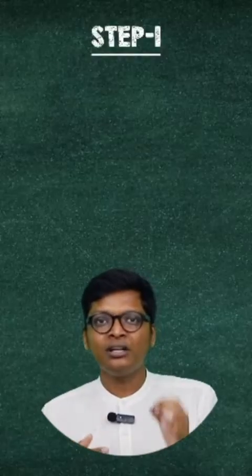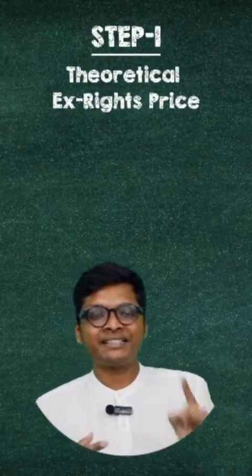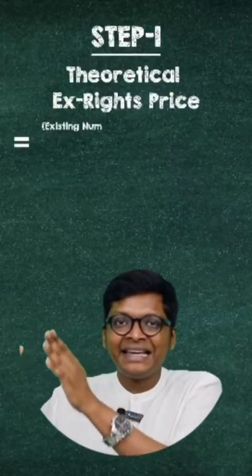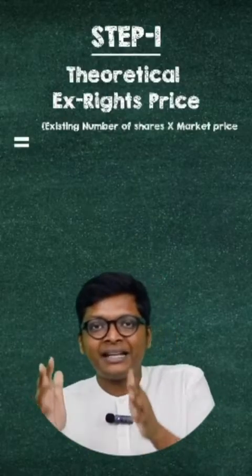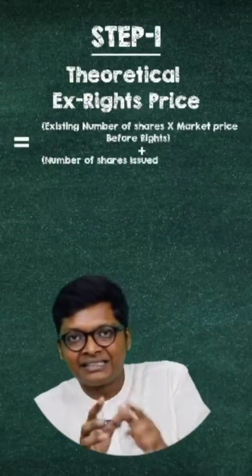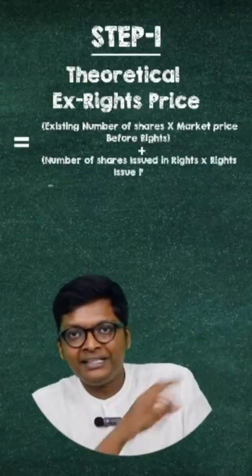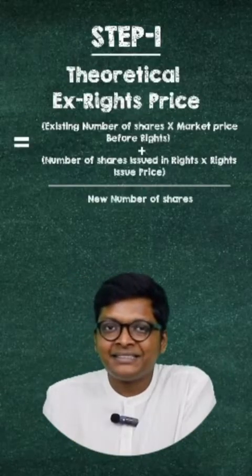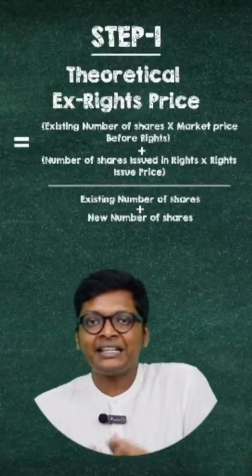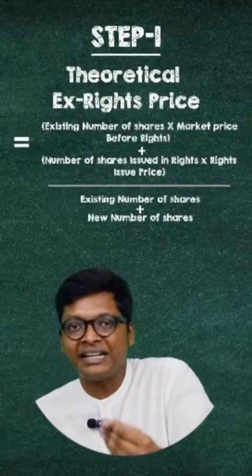Coming to rights, step number 1: you have to compute something called the theoretical ex-right price. What is the theoretical ex-right price? You will first multiply in the numerator the existing number of shares into the market price before rights, plus the number of shares issued in rights into the rights issue price, whole divided by the existing number of shares plus the new number of shares. Basically, we are trying to find out theoretically what is the price per share after the rights issue.